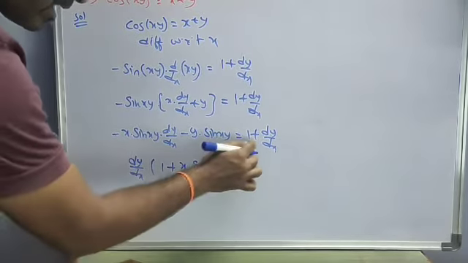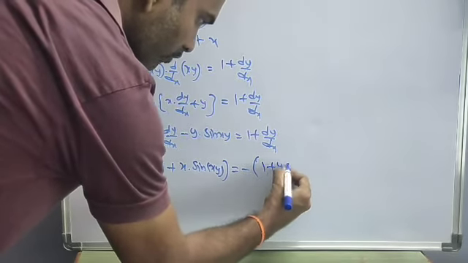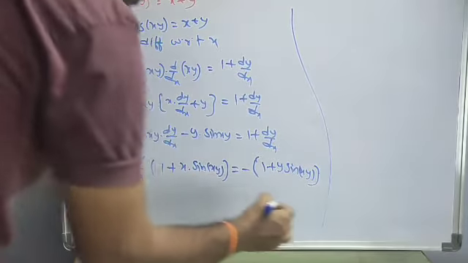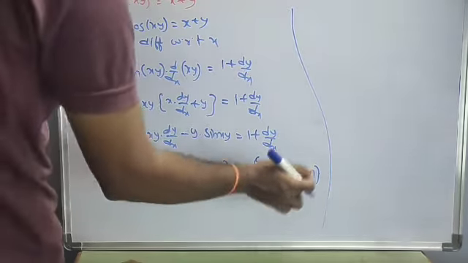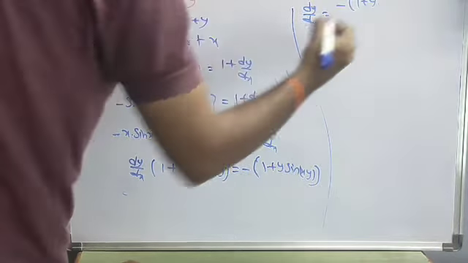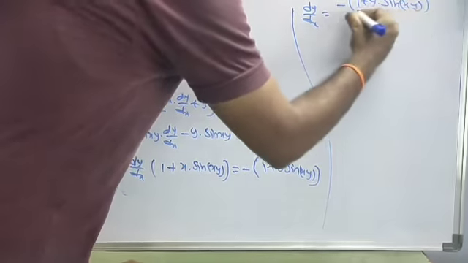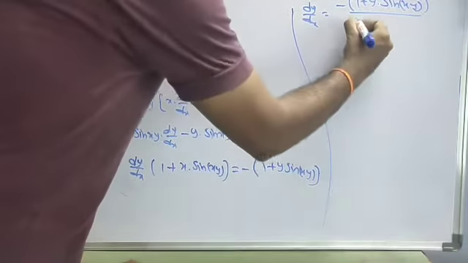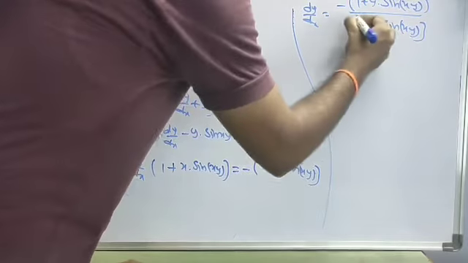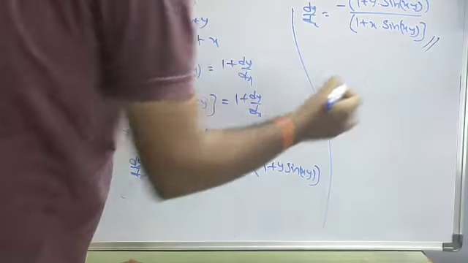Okay, this term is completed. Taking this to the other side, minus, if I take the common factor, 1 plus y into sine of xy. So here, what is dy by dx? Take this total term to this side, so dy by dx equals minus of (1 plus y) into sine of xy, total value, by 1 plus x into sine of xy. Okay, so this is our final dy by dx value.